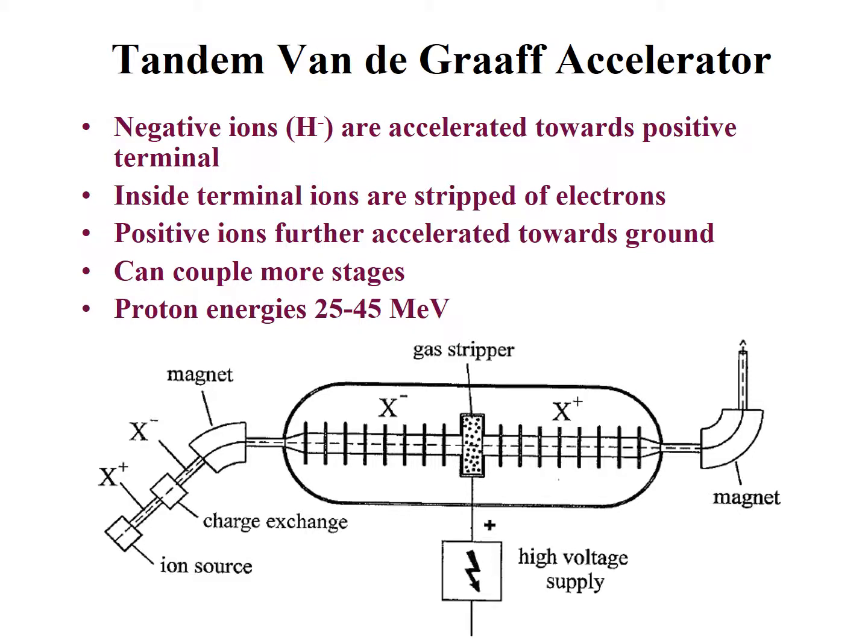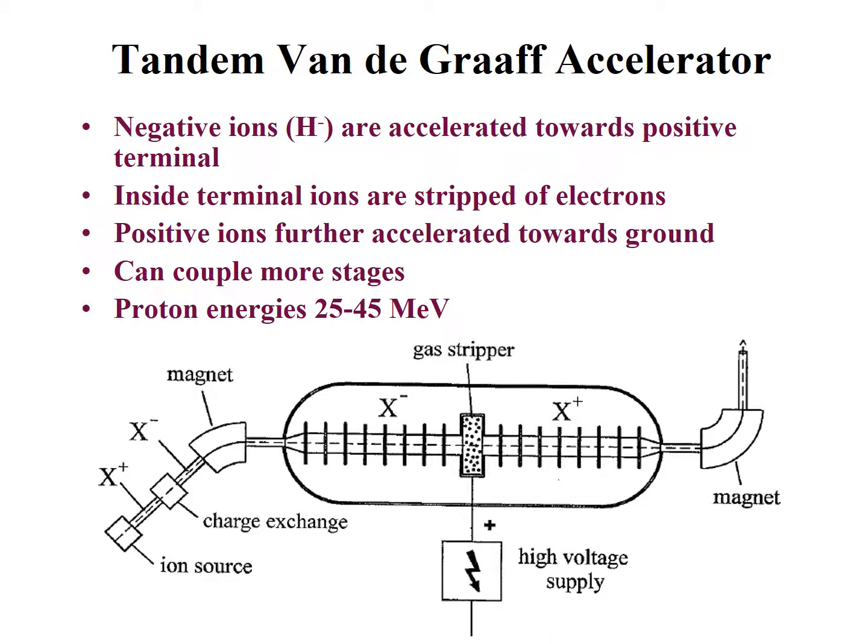Building upon the concept of the Van de Graaff is the tandem Van de Graaff, or sometimes just called the tandem accelerator. In this case, ions are produced. They're formed into negative ion charges before it enters the accelerator. The negative ion charges are accelerated towards a potential. They get stripped. The electrons are stripped. Becomes a positive ion, which is accelerated towards ground.